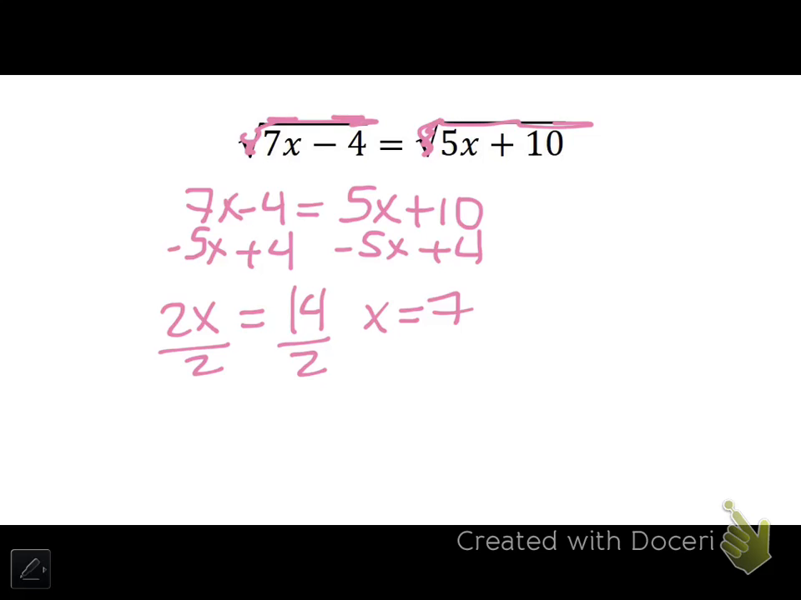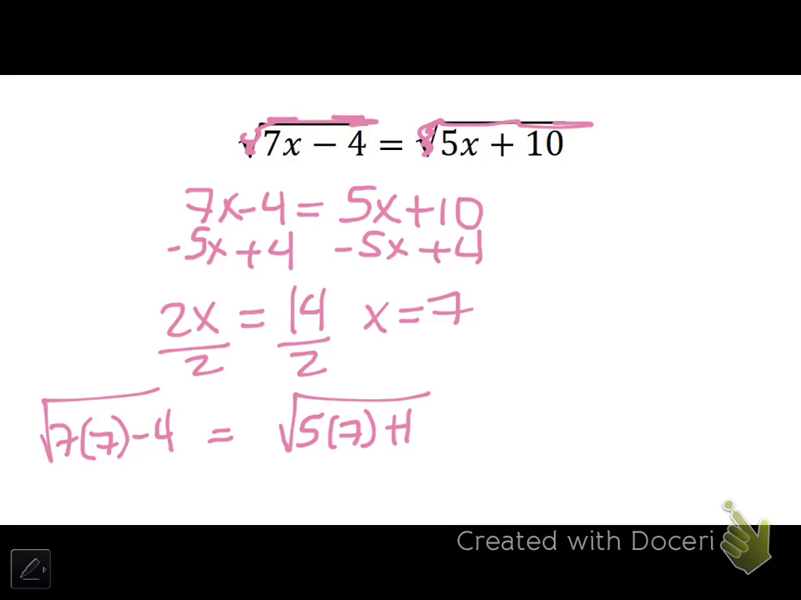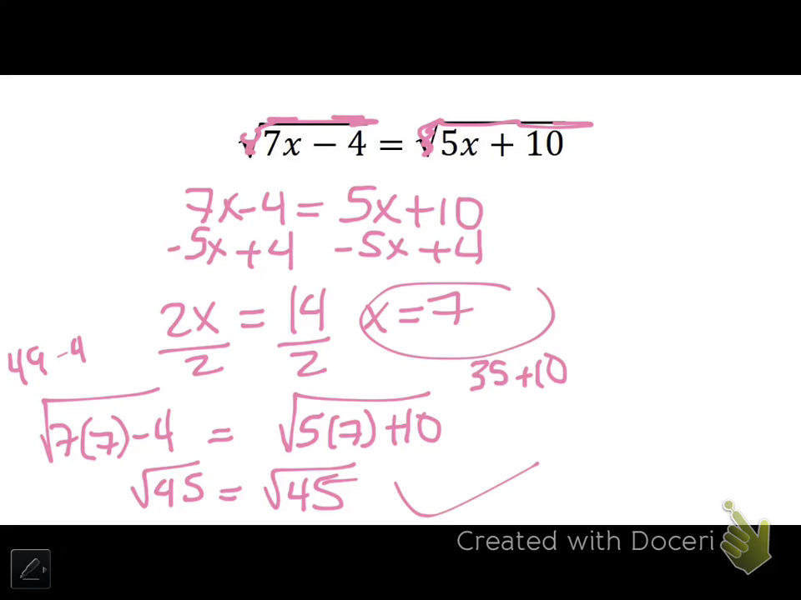So I'm going to plug it back in and check it. So I'm going to get square root of 7 times 7 minus 4 is equal to square root of 5 times 7 plus 10. 7 times 7 is 49. So 49 minus 4 underneath the square root is 45, so square root of 45. 5 times 7 is 35, and then we still have to add the 10, so square root of 45 is equal to the square root of 45, so that works.